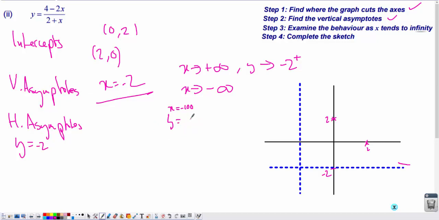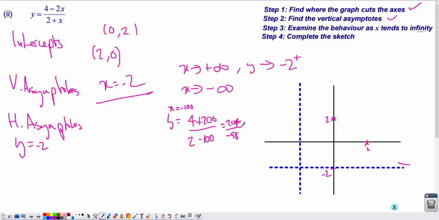So when y equals minus 100, it's 4 minus 2 times minus 100, so it's 4 plus 200, over minus 100. Okay, so it's 4 plus 200, because minus 2 times minus 100 is plus 200. So what is this? It's 204 over minus 98.